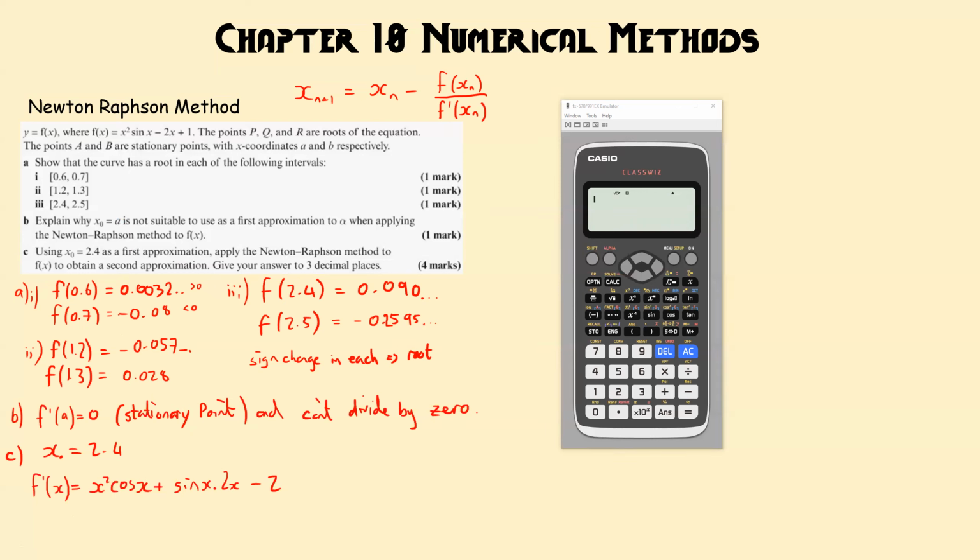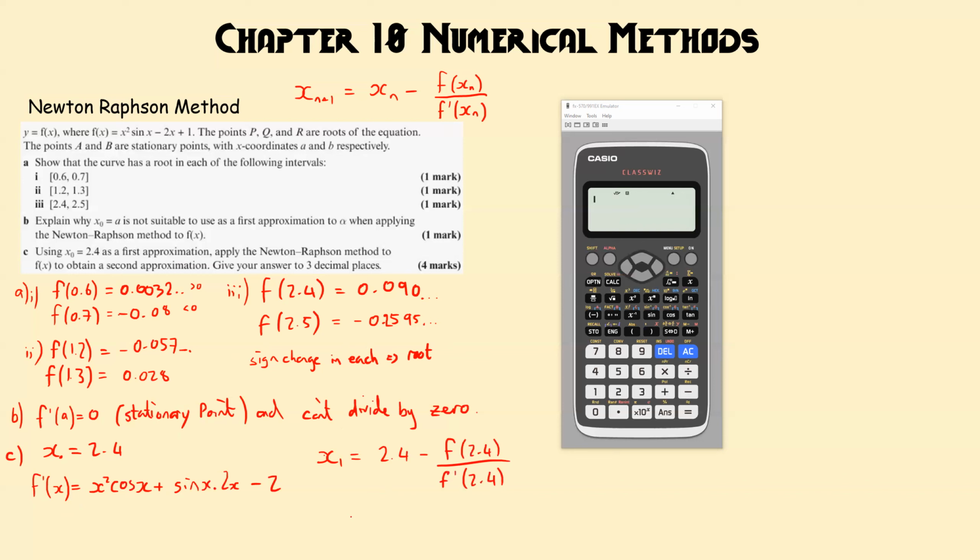wait, does it want a second approximation? Yeah, it only wants to do this once because that's the first approximation. Phew. So x0 is the first, x1 is going to be the second approximation. So I'm just going to come to one side here. So x1 equals, firstly it's x0, 2.4 minus f of 2.4 divided by f dash of 2.4.